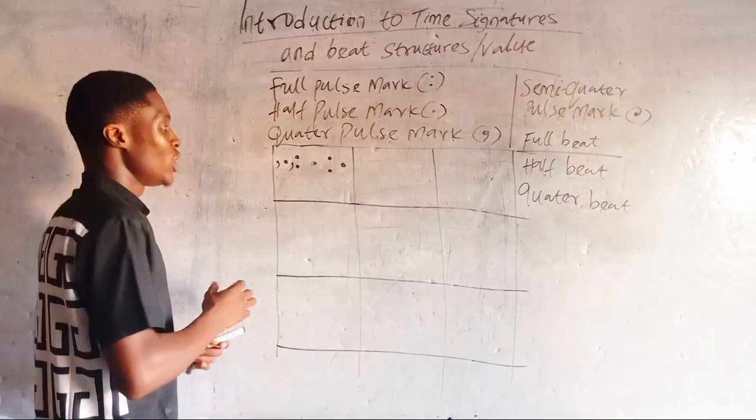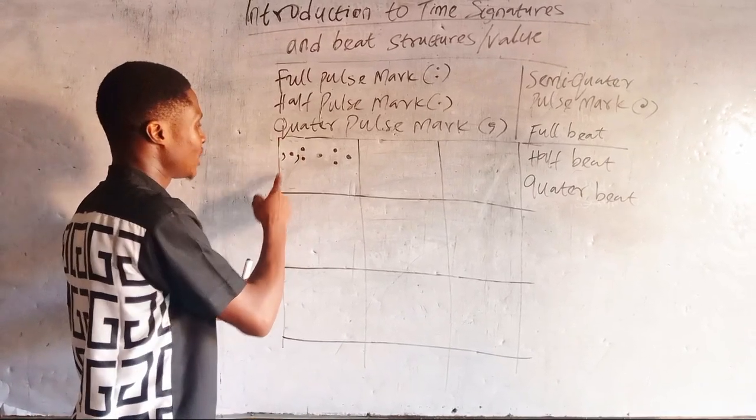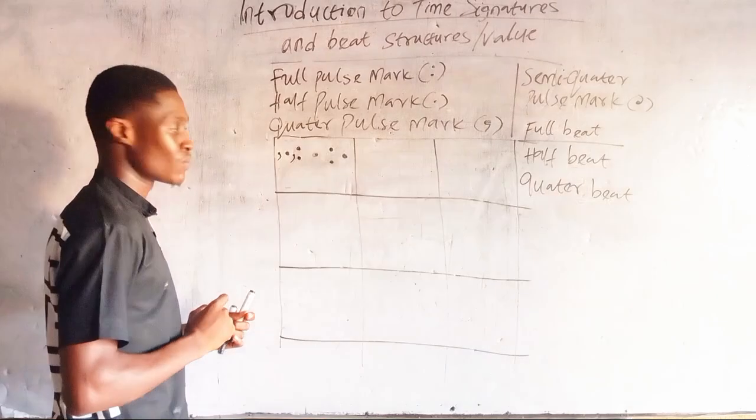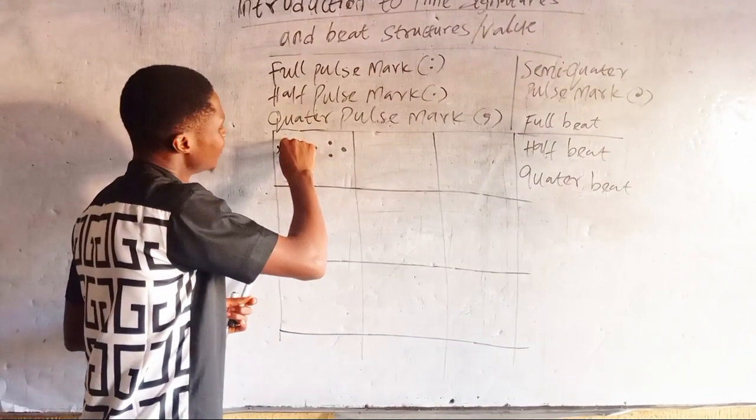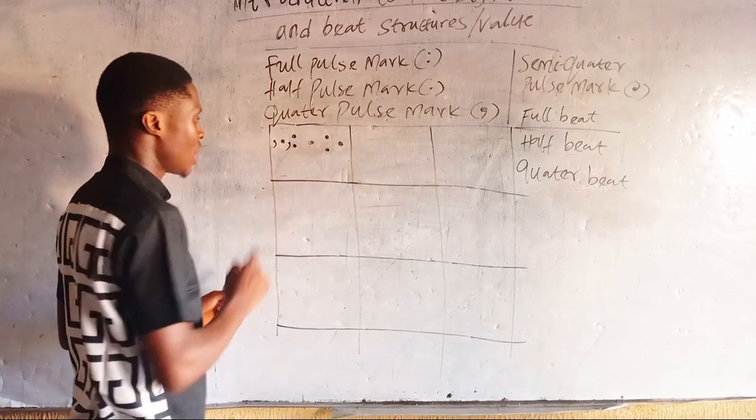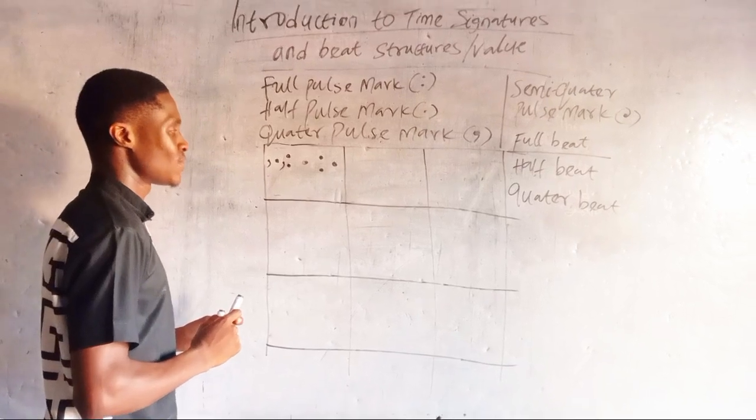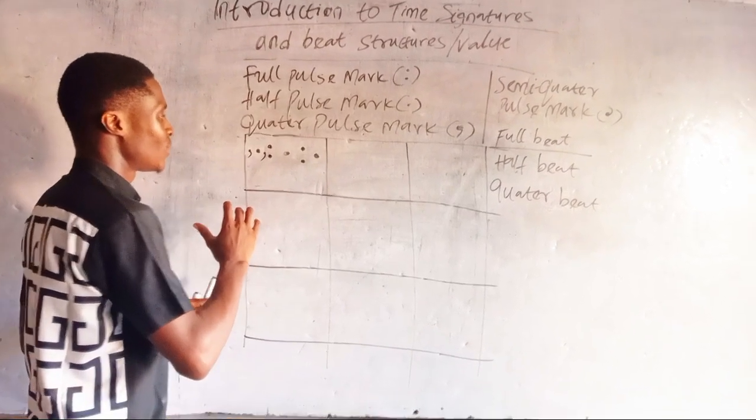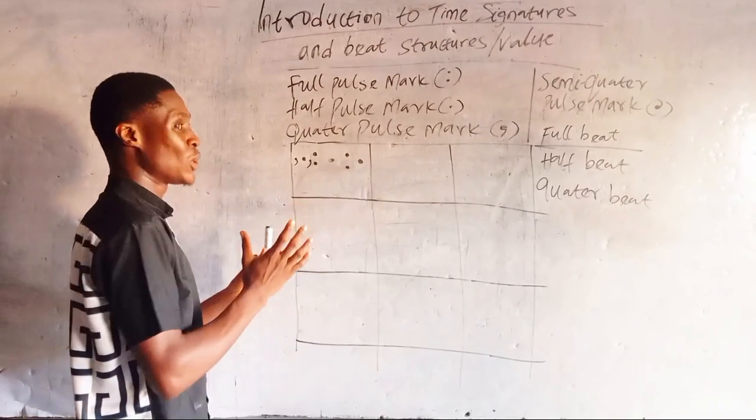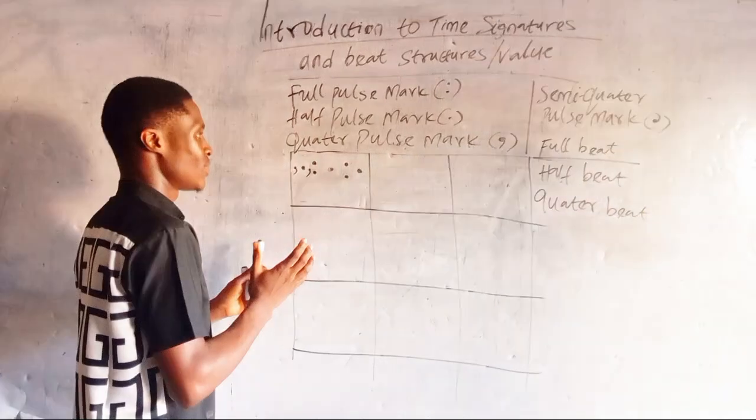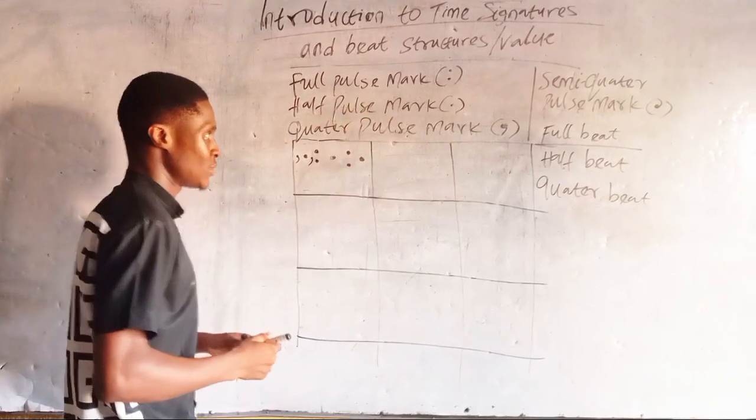exists between a bar line and a quarter pulse mark, or between a quarter pulse mark and a half pulse mark, or between a half pulse mark and a quarter pulse mark, or between a quarter pulse mark and a full pulse mark. You can also divide these other bits, but I'm just trying to make us understand the principle of how we can derive bits by using pulse marks.